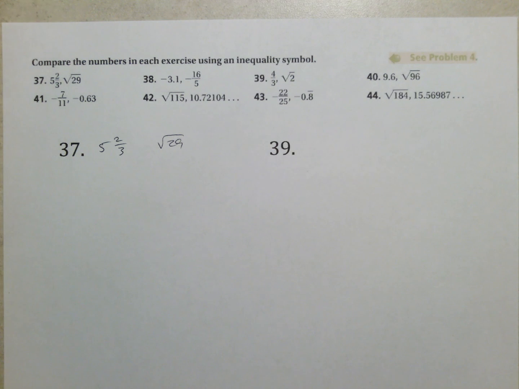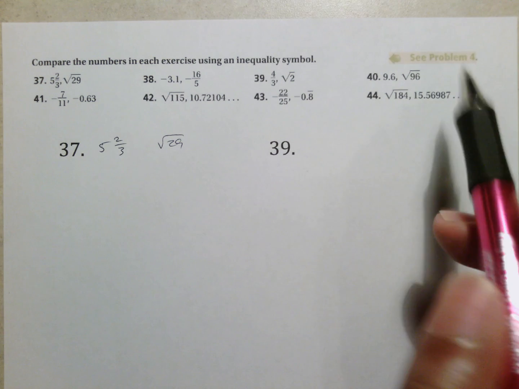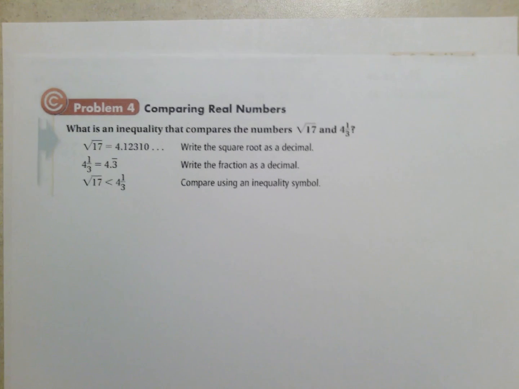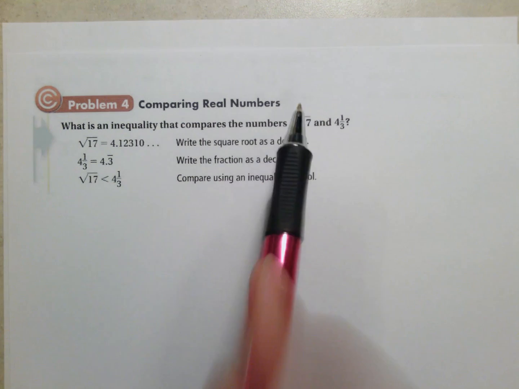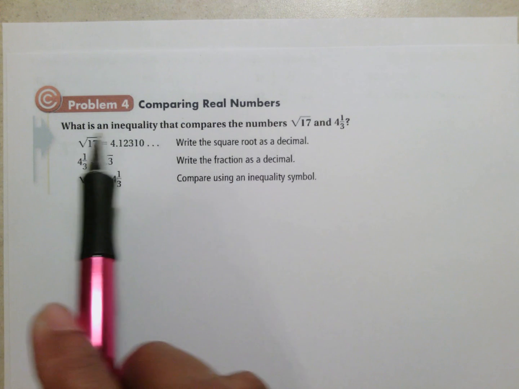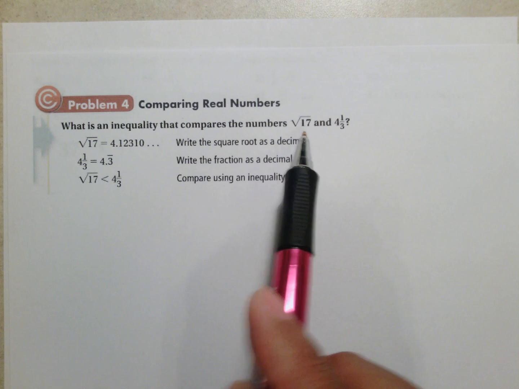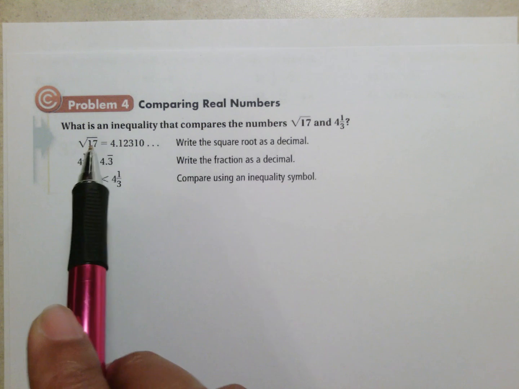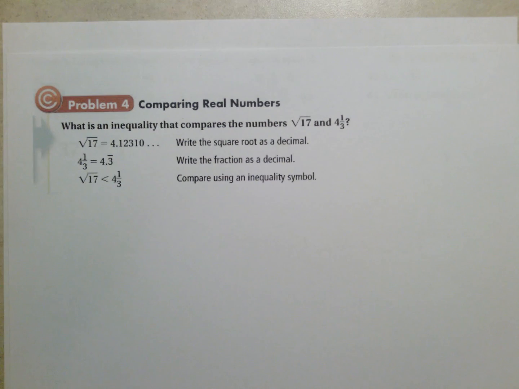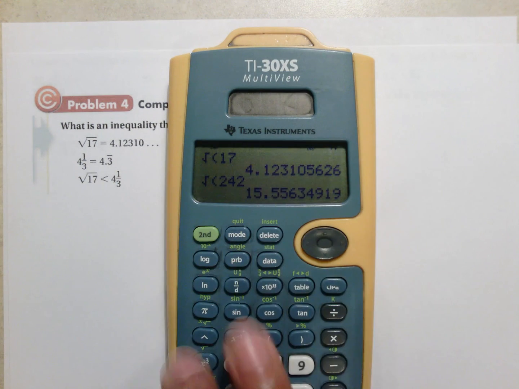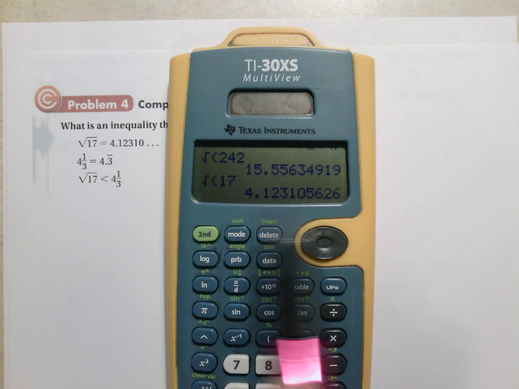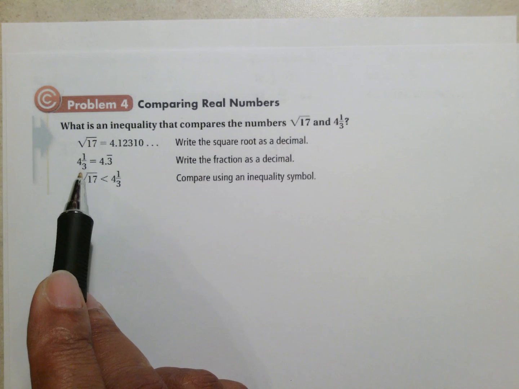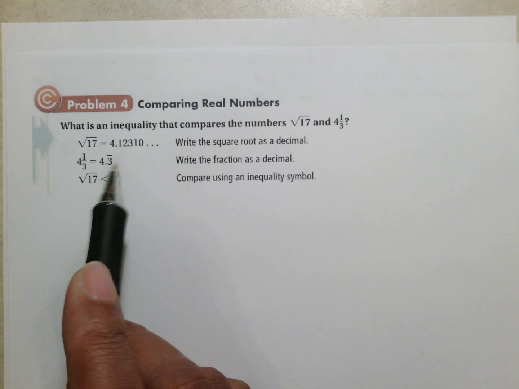If you don't know what to do, this says see problem 4, so let's find problem 4 in our books, which is right here. It talks about comparing real numbers, which is what we're doing. It says write an inequality that compares the numbers square root of 17 and 4 1/3. Notice they turned square root of 17 into 4.12310, and here it looks like they just turned 4 1/3 into a decimal.